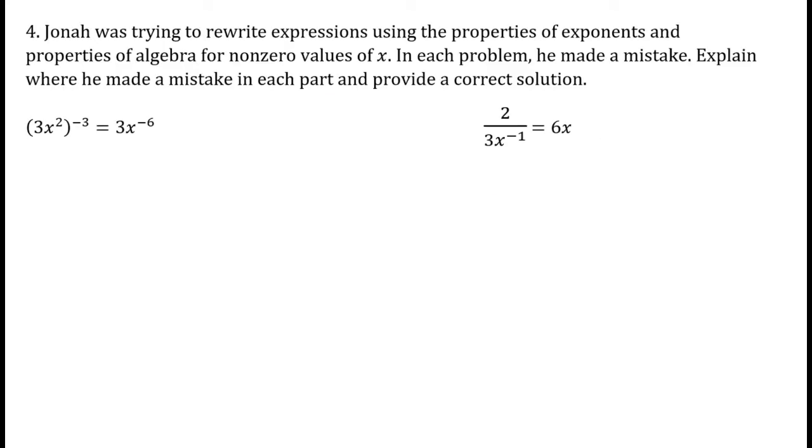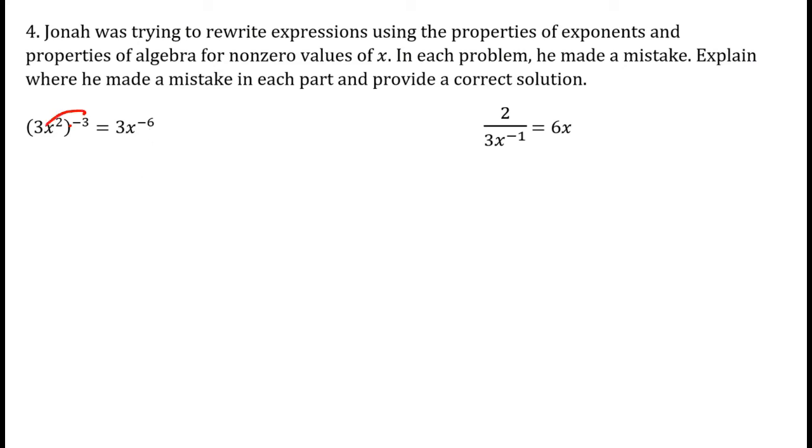Number 4, Jonah was trying to rewrite expressions using properties of exponents and properties of algebra for non-zero values of x. Of course Jonah is. In each problem, he made a mistake, because it's Jonah. Explain where he made the mistake in each part and provide a correct solution. So let's look at the first one. Jonah said 3x squared to the negative third is 3x to the negative sixth. What did Jonah do wrong there?